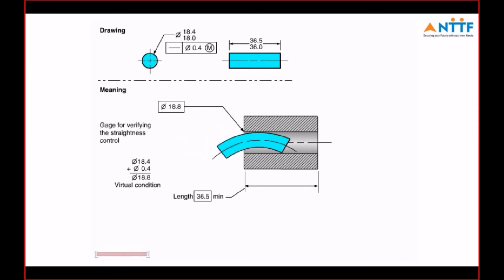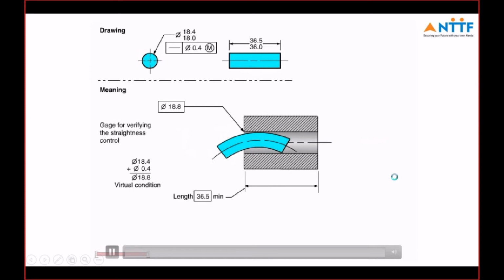So there are two steps in measurement. One is measuring the size and the geometry. If it is more than the required straightness tolerance along with the modifier, it will not accept. This is one part of it.